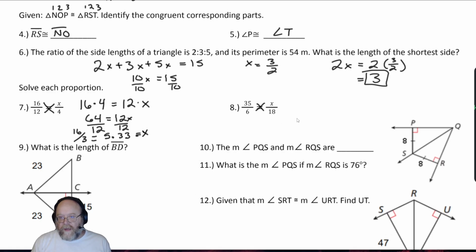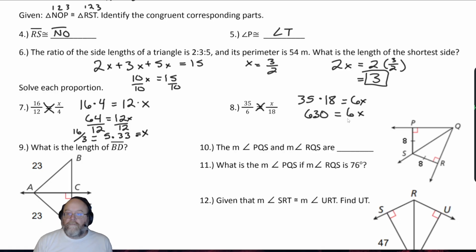Okay. What about over here? We're going to cross multiply again. 35 times 18 is equal to 6x. Number sense trick. You're going to double and half this. Double the 35 to 70. Half the 18 to 9. 70 times 9 is 630. Add a 0. It's equal to 6x. Divide by 6. And you get 105.